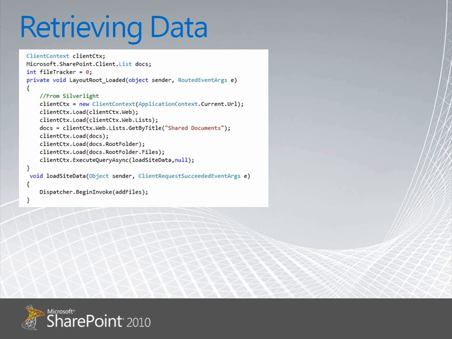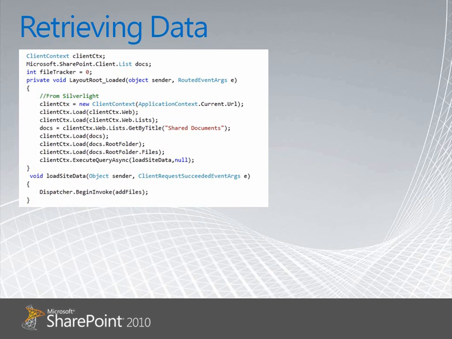We then perform some very similar operations to that which we've seen before. We call load for the web and load for the lists collection. This time however we get a reference to a specific list, and we can do that in a number of ways. But in this example we call getByTitle, and this is a method of the lists collection, and we pass in the name of the document library or list that we want to retrieve. We then load that document library, and we are loading a specific instance of the list now, and we obtain or load the root folder and the root folder's files collection.